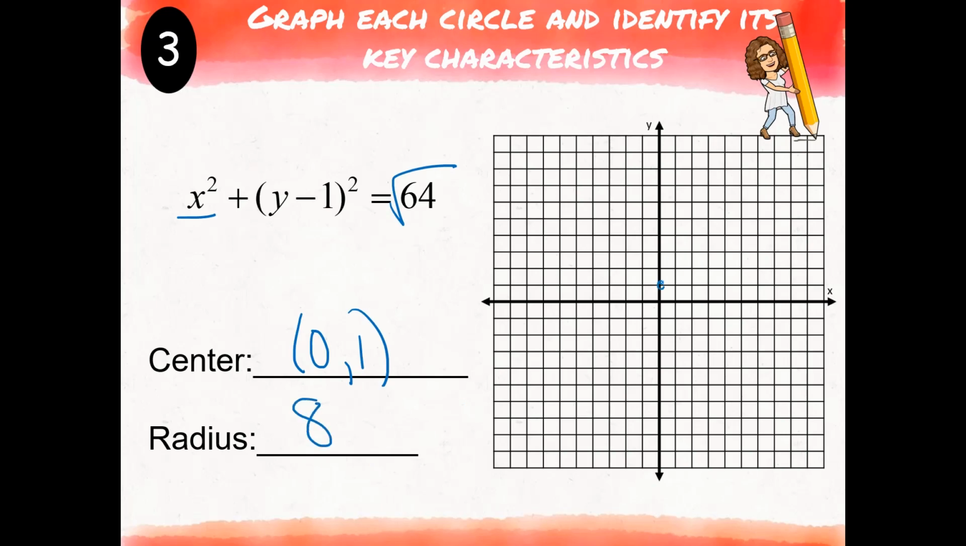So let's graph that. 0, 1 is my center. Let's go up, down, left, and right. 8. So that would be right here, right here, right here. And then 1, 2, 3, 4, 5, 6, 7, 8 would be right there. Connect my dots. Oh, that was a little wiggly wobbly. Not terrible.